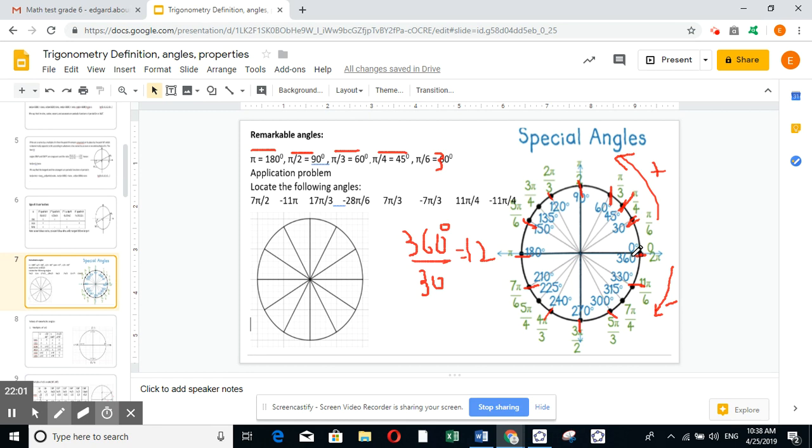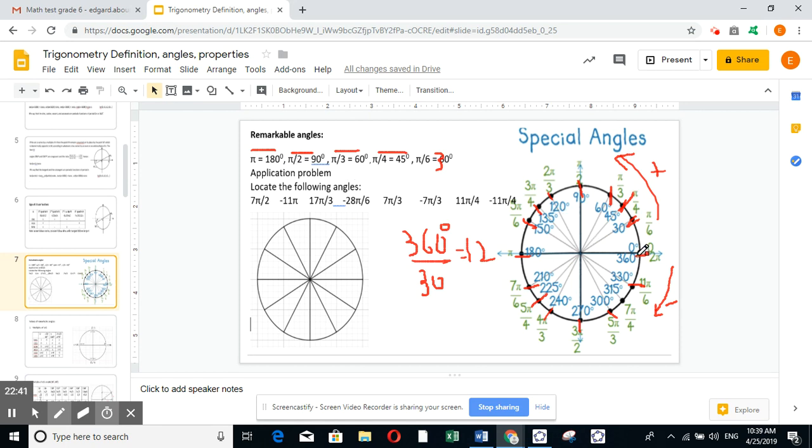Or you can move in radian. Pi over 4 is the first 45. 2 pi over 4 is pi over 2, 90. 3 pi over 4, it means 3 times 45, 1, 2, 3. 4 pi over 4, which is pi. 1, 2, 3, 4. 5 pi over 4 here in the middle. 6 pi over 4, 3 pi over 2. 7 pi over 4, 8 pi over 4, which is 2 pi. So a circle has 12 30s, and it has 8 45s.